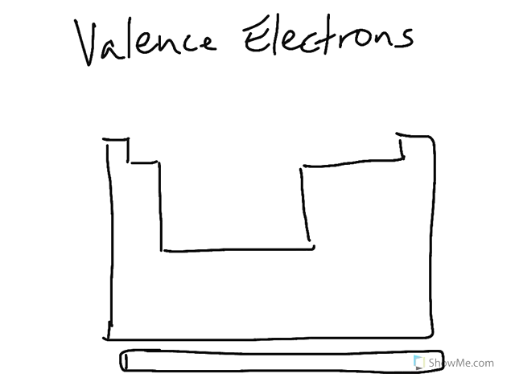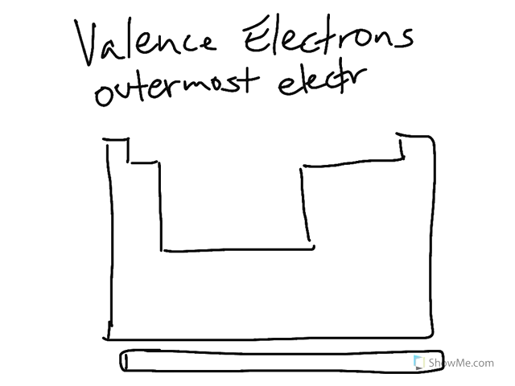These are the outermost electrons in an atom. Outermost electrons. And they're usually at the highest energy level. Okay, they occupy the highest energy level within an atom. There is a rule for valence electrons, and the maximum number of valence electrons an atom can have is 8.